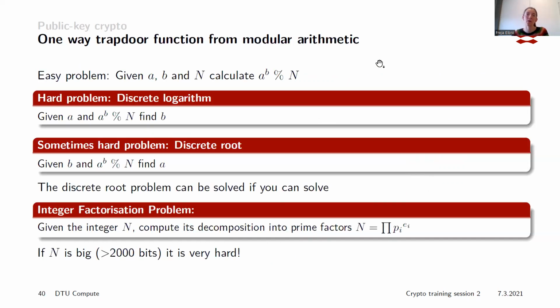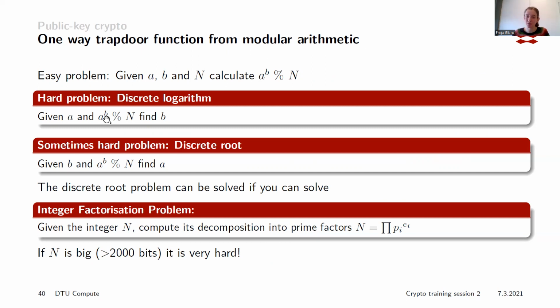So here are some examples of maybe trapdoor, maybe one-way functions from modular arithmetic. One of them is a one-way function and the other one is a trapdoor one-way function. One way, it's an easy problem. If you have a, b, and n, then you can calculate a to the b modulo n. This is an easy calculation. It requires a lot of multiplications and reductions modulo n, but this is something that you can do fairly efficiently. The hard problem is then to go the other way.